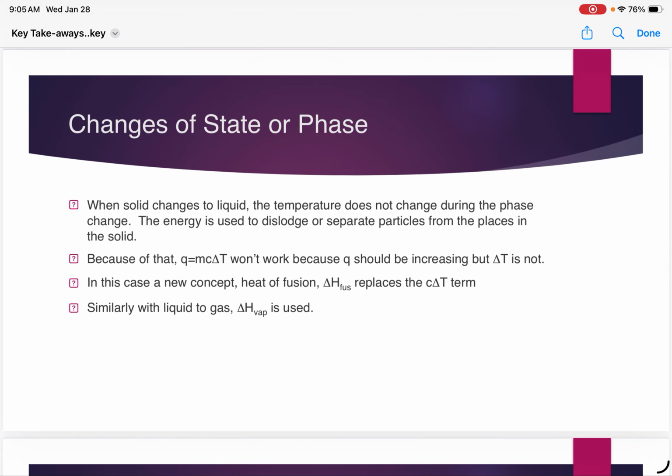Changes of state or phase. When a solid changes to a liquid, the temperature does not change during the phase change. The energy is used to dislodge or separate particles from its place in the solid. Because of that, Q equals MC delta T won't work. Q should be increasing, but delta T is not, so delta T is 0. In this case, a new concept, heat of fusion, replaces the C delta T part of the equation, and similarly, we use delta H of vaporization when it's a liquid to a gas.